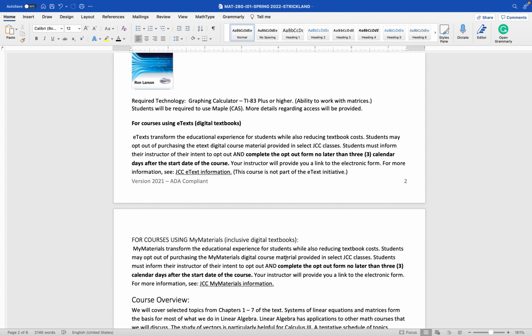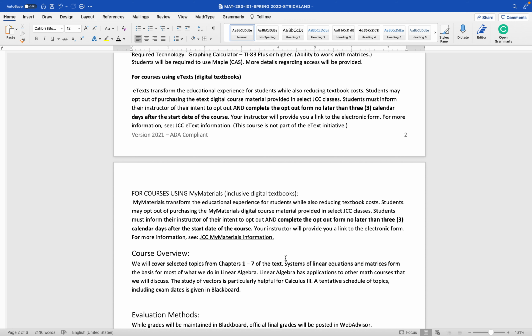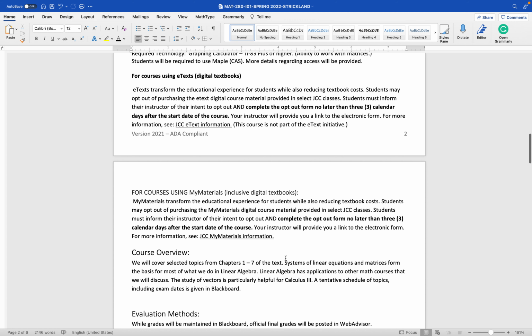For courses that use e-text, e-text transforms the educational experience for students while also reducing textbook costs. Students may opt out of purchasing the e-text digital course material provided in select JCC classes. Students must inform their instructor of their intent to opt out and complete the opt-out form no later than 3 calendar days after the start date of the course. Your instructor will provide you a link to the electronic form. For more information, see JCC eText information.